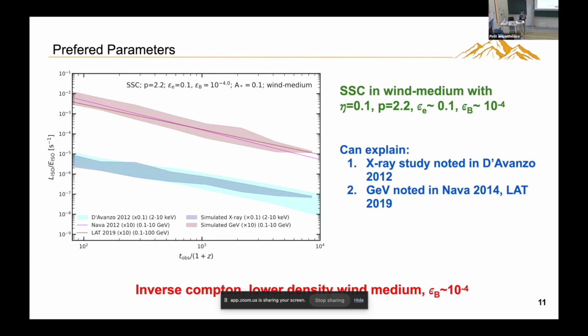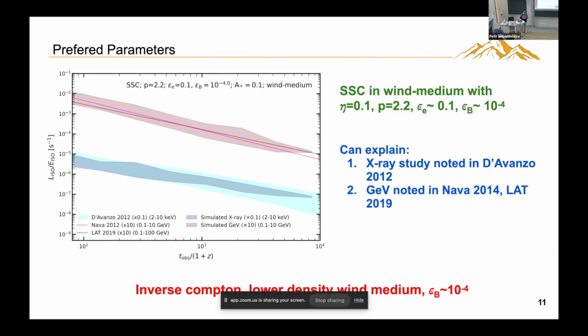So yes, we found that if we choose synchrotron self-Compton in the wind medium with these given parameters, the slope of the non-thermal injected photons 2.2, the prompt efficiency 10%, and the value of epsilon_B, which produces the magnetic field, lower than 10 to the power -4, we can explain both the simultaneous observations.